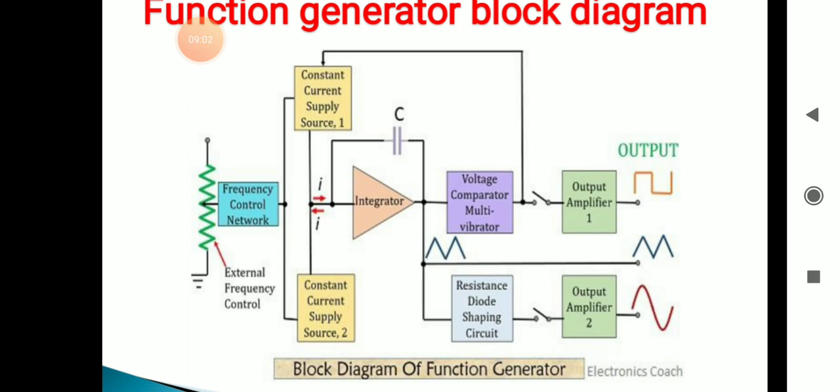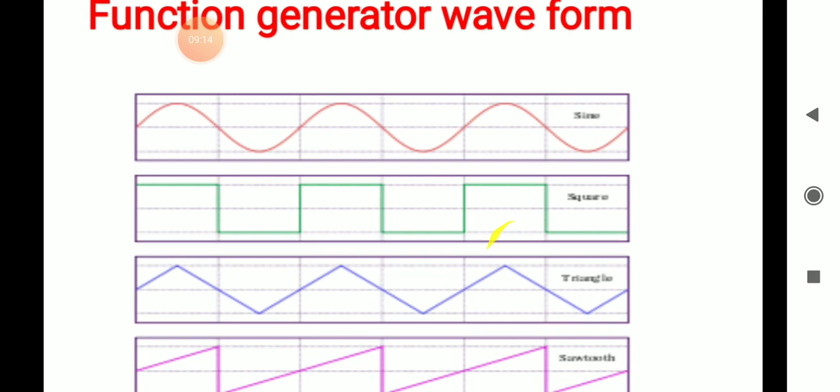The last point of this function generator: the DC offset of these waves can be adjusted by varying the DC bias of the output amplifier. So this is the function generator waveform.